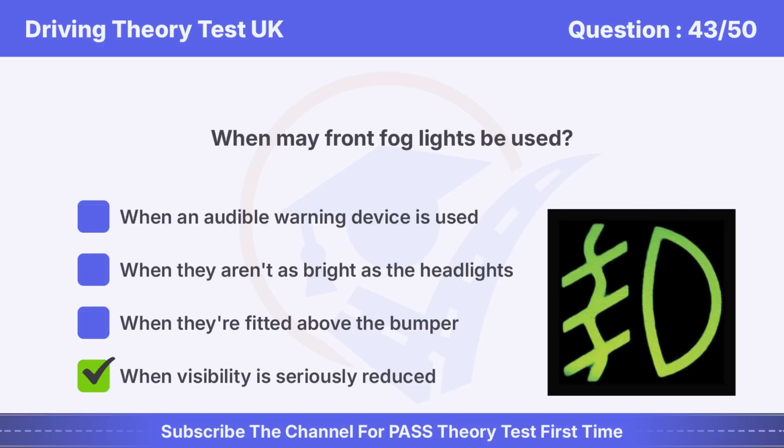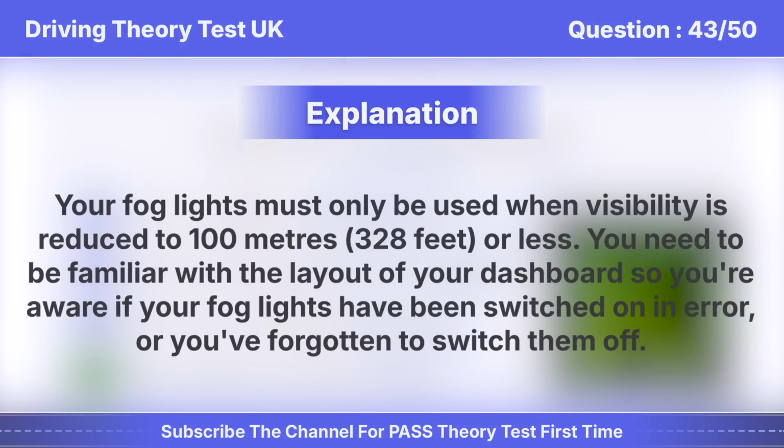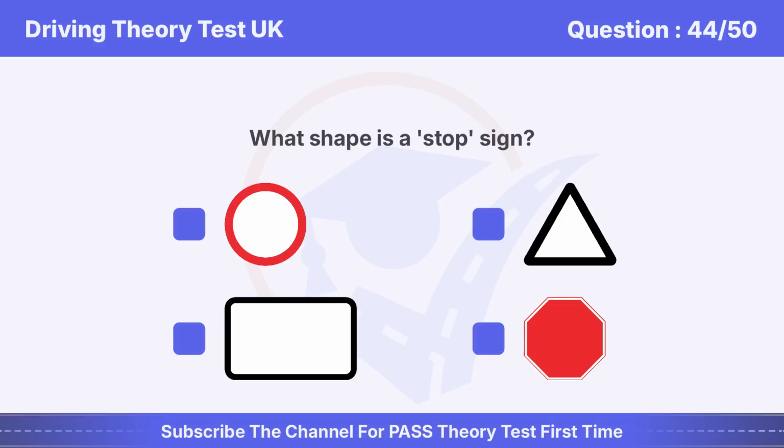Answer is D, when visibility is seriously reduced. Your fog lights must only be used when visibility is reduced to 100 meters or less. You need to be familiar with the layout of your dashboard so you're aware if your fog lights have been switched on in error, or you've forgotten to switch them off. Question 44. What shape is a stop sign?